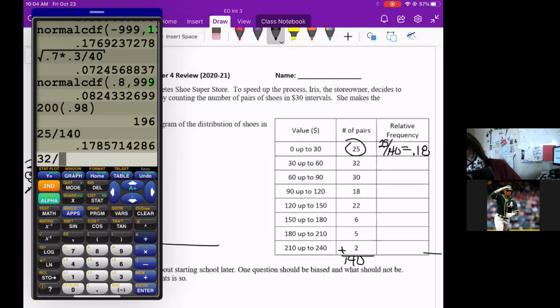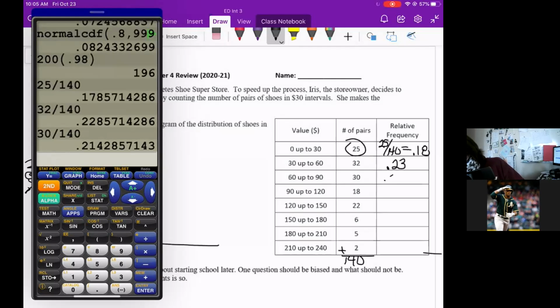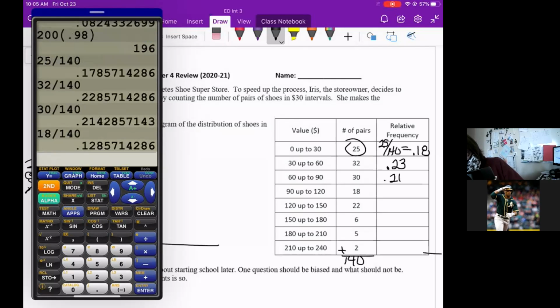32 divided by 140. And that's about 23%. 30 divided by 140. And that's about 21%. 18 divided by 140. About 13%. Now, as we go all the way down, all of those percents should add up to be about what? 1. That's how you know you didn't miss anything. If you're within 0.01 of it, so if you've got like 0.99 or 1.01, you're okay. But if you got like 0.93, you got a mistake.